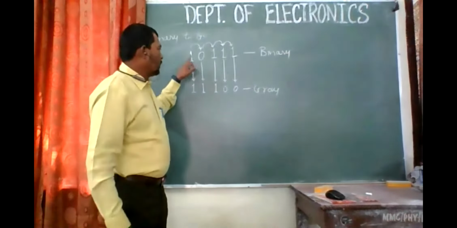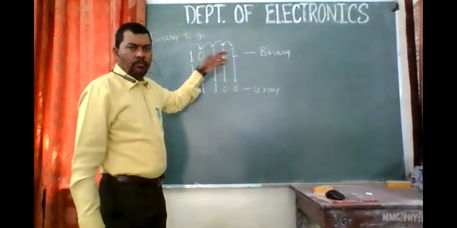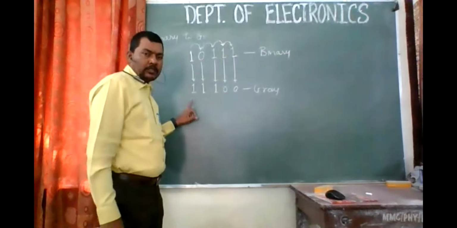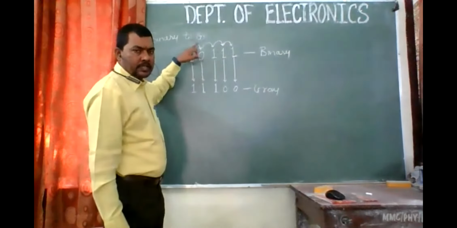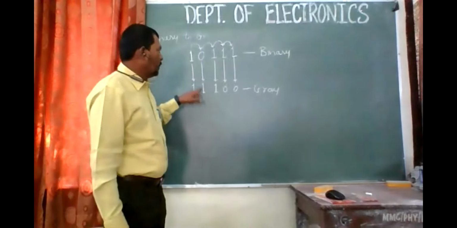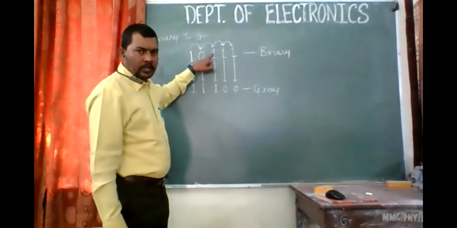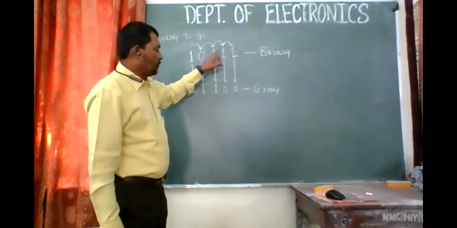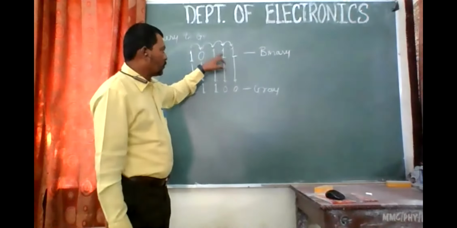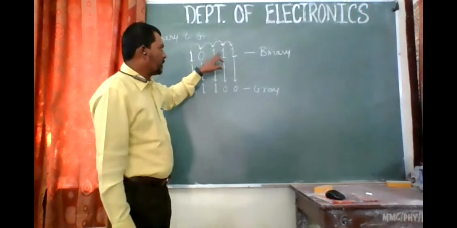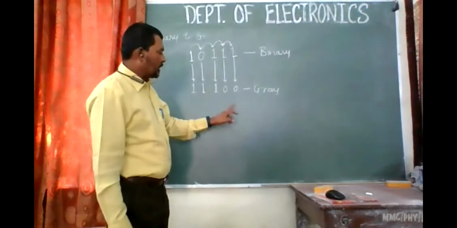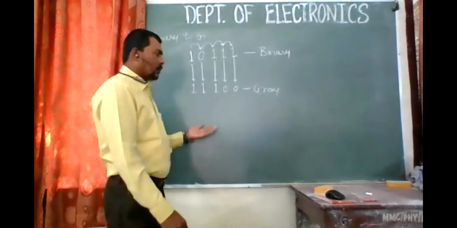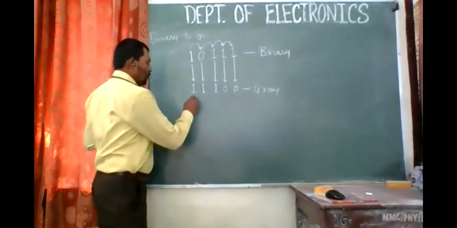The binary number was 10111. Now for conversion, the MSB, most significant bit, is taken as it is. Add the most significant bit to its adjacent bit: 1 plus 0 is 1. Add this 0 to the next adjacent bit: 0 plus 1 is 1. 1 plus 1 is 0 with a carry 1, so we neglect the carry. 1 plus 1 is 0 with a carry 1, neglecting the carry. So it is 0.